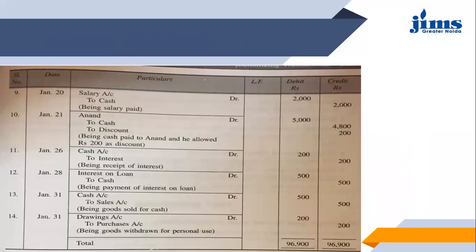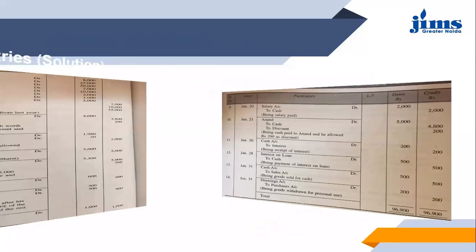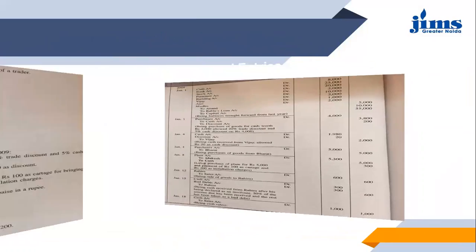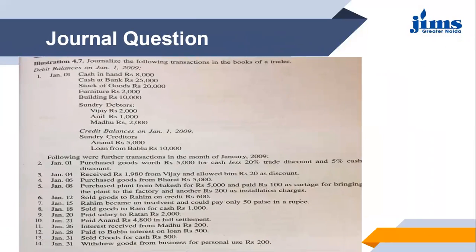The small narration, and 2000 in both the accounts, debit and the credit columns. Then coming to the next entry, paid Anand rupees 4800 in full settlement. Now, first check for the last transaction with Anand before creating any of the journal entry. So I don't think there is any transaction with Anand in January.